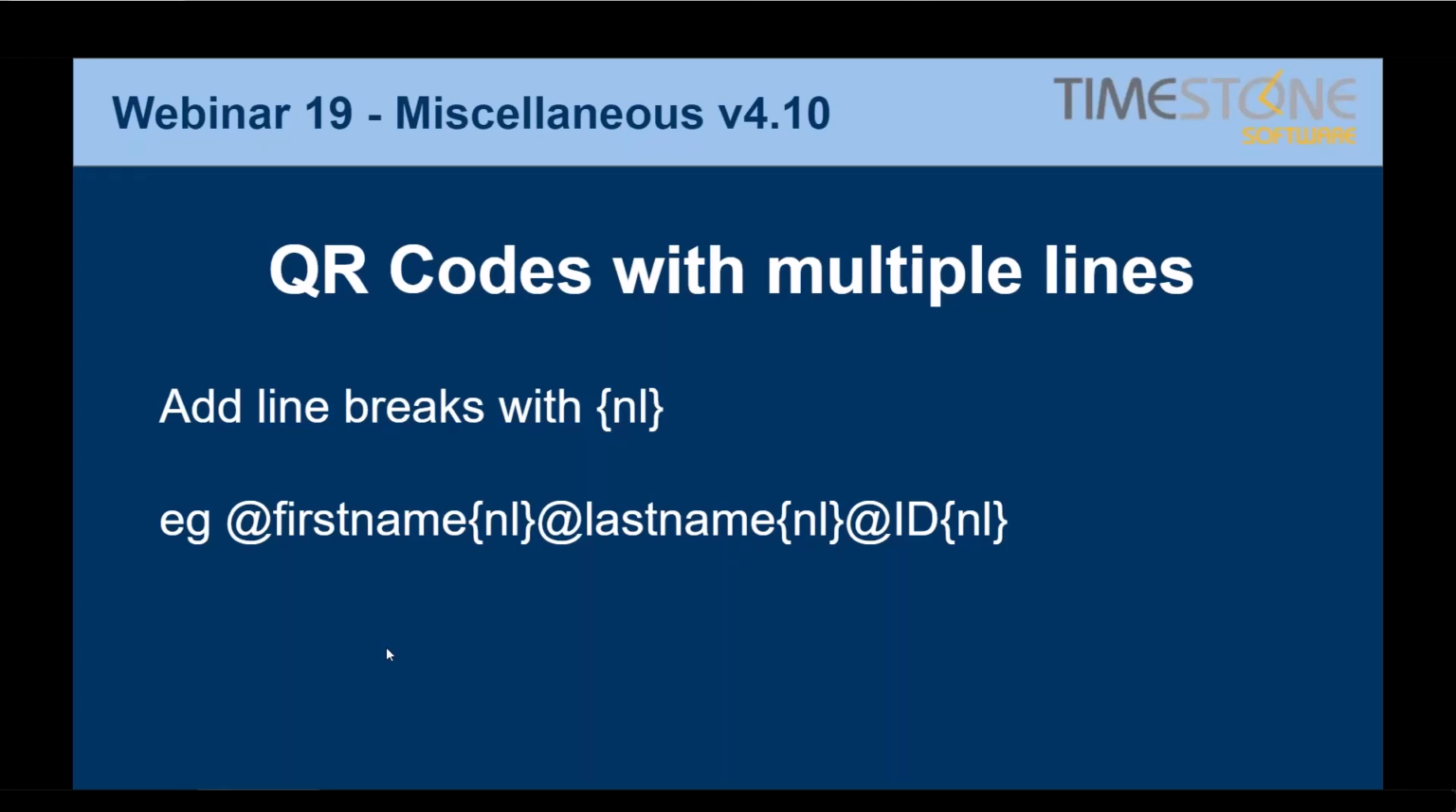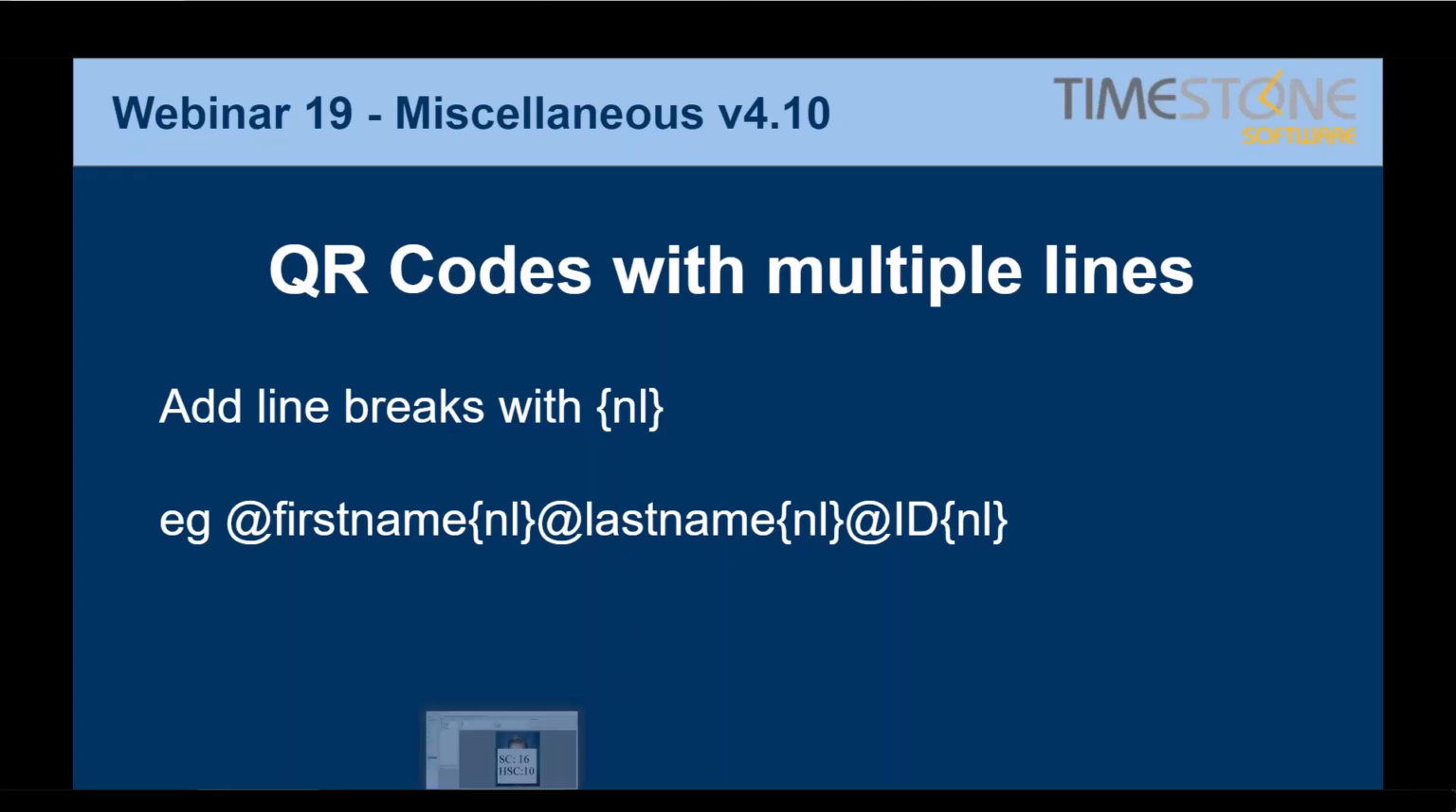So what we've done, we've just introduced this escape code, open curly brackets, NL for new line, close curly brackets. Put that in your QR code encoding, and it's a line break. So in our example there, @firstname, new line, @lastname, new line, @ID, we should end up with the data encoding the QR in a way that QR readers, which can read multiple lines, will give you that information on multiple lines. Let's have a look at that, although we won't, of course, be able to see much.